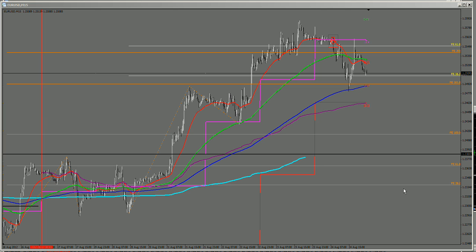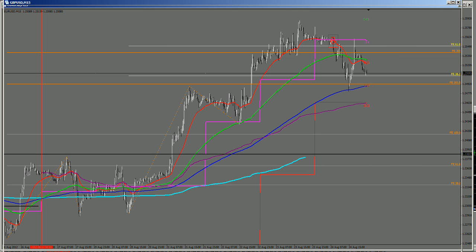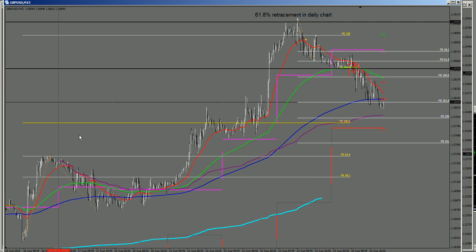My next trade was in the cable, the pound against the dollar here. Looks a bit like the euro dollar, also had a very nice run up, and the first impulse wave started down here, and we got all the way to the 200 Fibonacci expansion level. Also hit the 61.8 retracement level in the daily chart, so expected some sellers stepping in here.